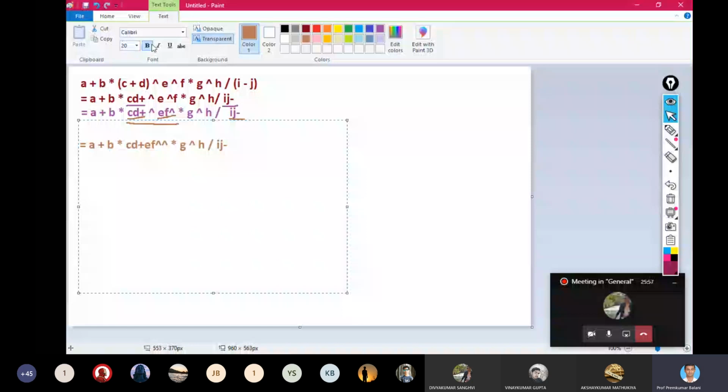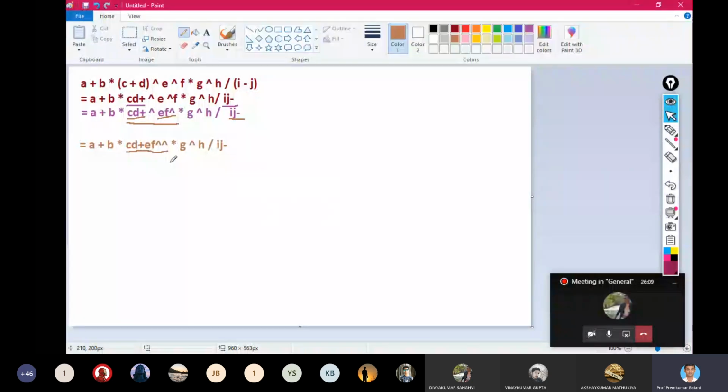Okay, so now here after this, if you see, I have this C D plus E F raised to, this will be considered as one operand, right? Or let me draw a box around it. So this would be considered as one operand.